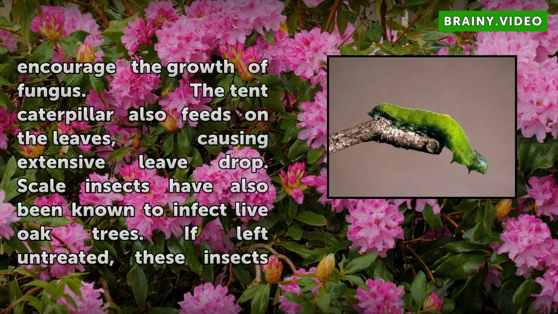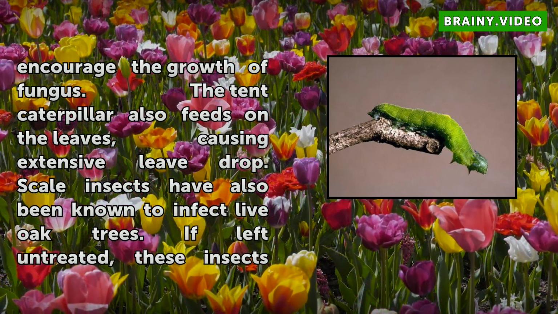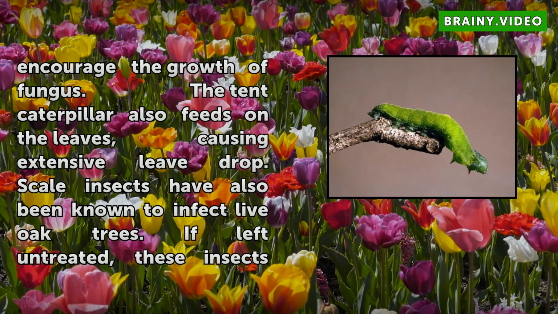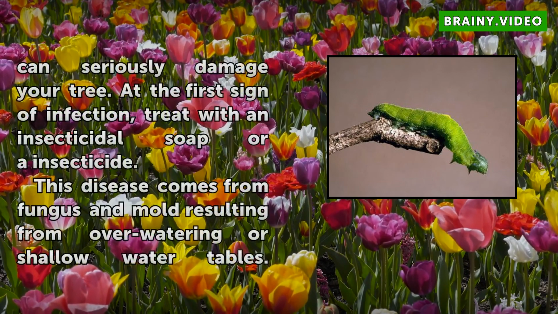The tent caterpillar also feeds on the leaves, causing extensive leaf drop. Scale insects have also been known to infect live oak trees. If left untreated, these insects can seriously damage your tree. At the first sign of infection, treat with an insecticidal soap or insecticide.